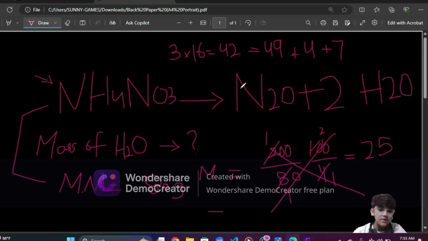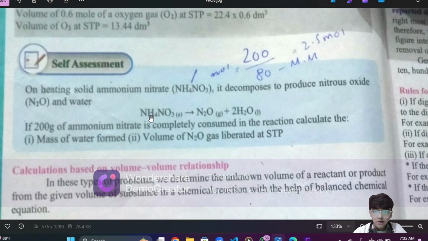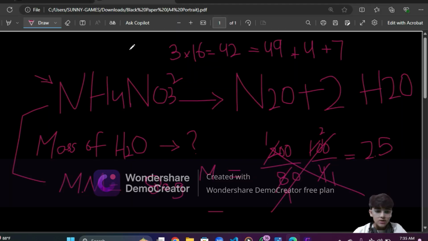And if I say NH4NO3 gives me 2 moles of H2O, that won't be wrong according to our question. You can simply check it out. NH4NO3 gives me 2 moles basically. So 2 moles, and then I multiply 2.5 by 2, that will give me 5 moles.